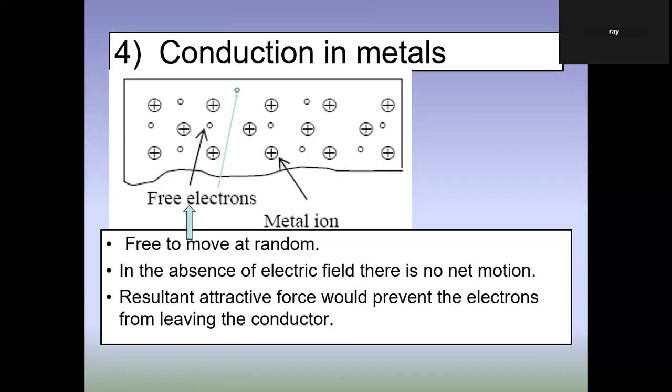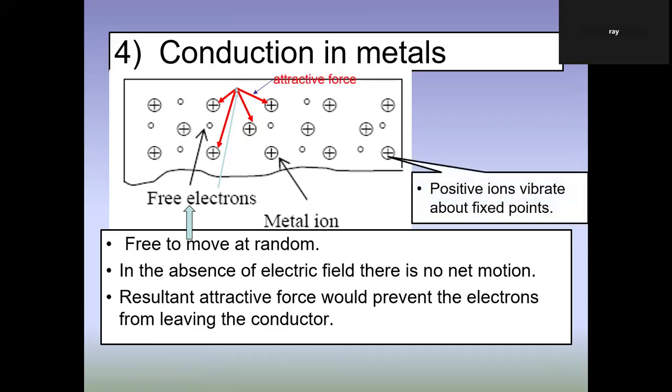The resultant attractive force will prevent the electron from leaving the conductor. So we ask why the electron cannot escape. Now we look at the electron. There is an attraction from the nearby positive charge. I remember there are a lot of positive ions there. So there's a resultant attractive force pulling the electron from leaving the surface. Positive ions vibrate about fixed points. They don't move, but they vibrate about fixed points.